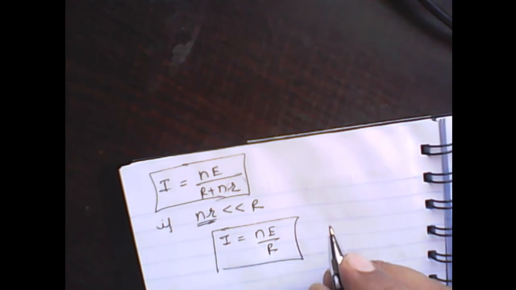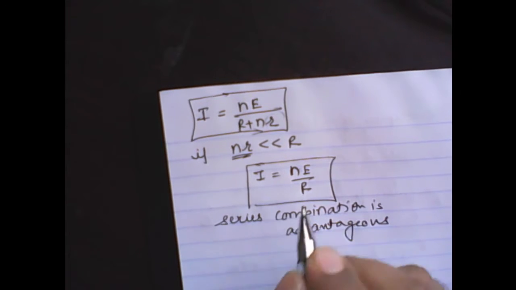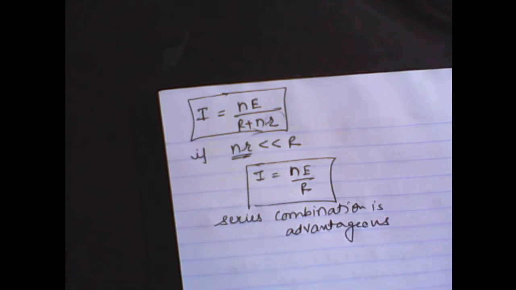Now this series combination is advantageous. Why? Because we have n times E, the current is more in this case, so nE upon R.